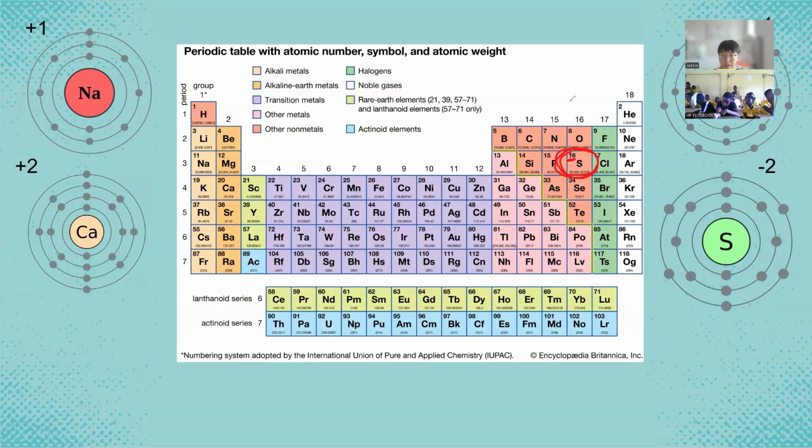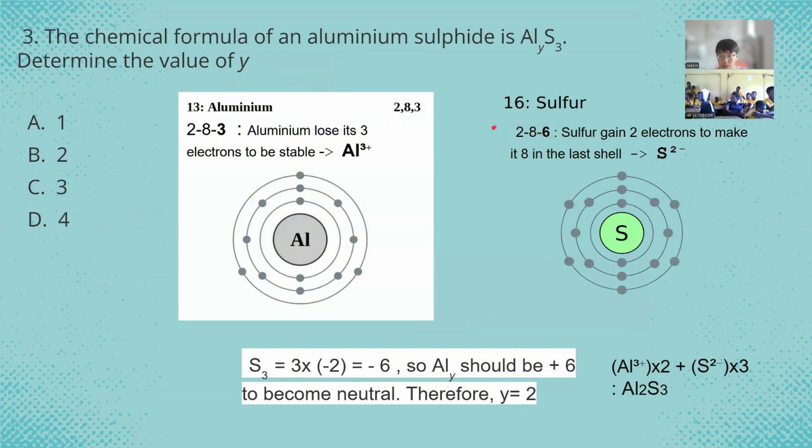That means in the outermost shell, it has 2, 8. 2, 8 is fine. Sulfur holds 2, 8. But after you subtract 16 minus 2 minus 8, how many is left? There is 6 left, right? And that is the number of electrons in the outermost shell. That is why sulfur has a 2, 8, 6 structure.